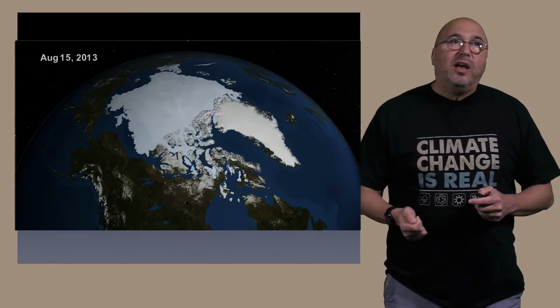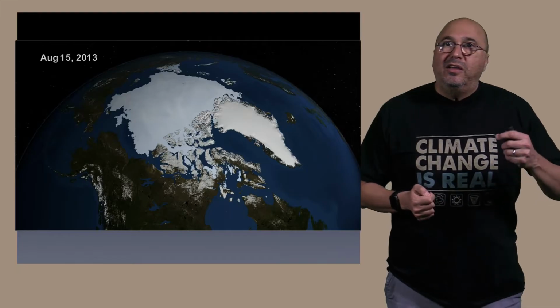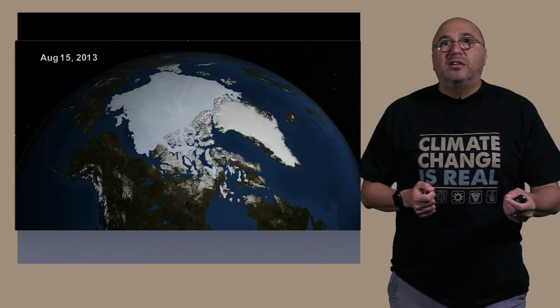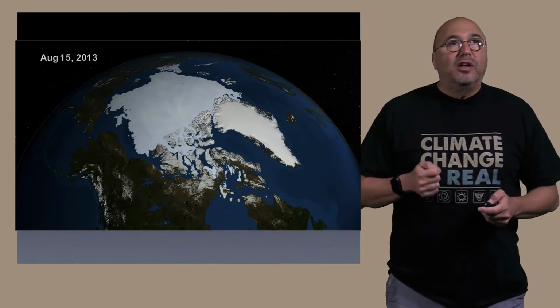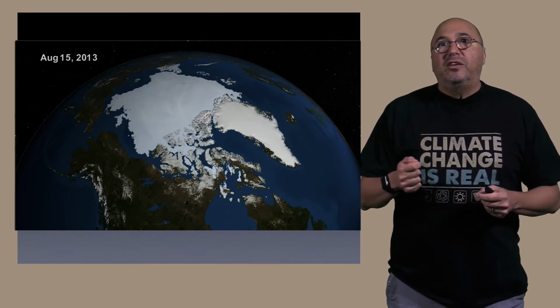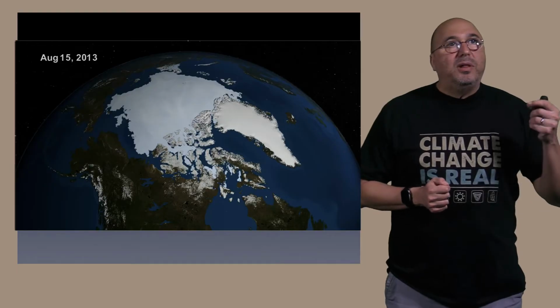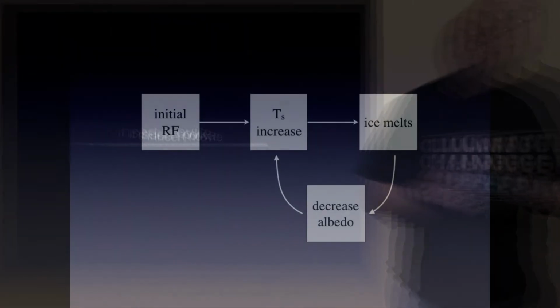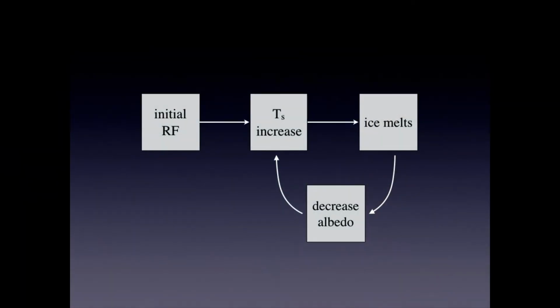This has important consequences for the climate. Because ice is bright white, when it melts, it usually uncovers a darker surface. So as the planet warms and ice melts, that causes the planet to become darker and the albedo to decrease. This creates what we call a feedback loop.